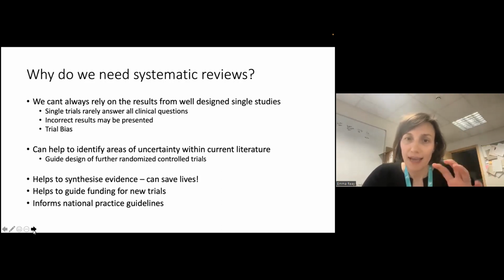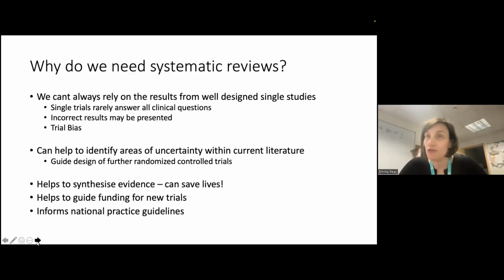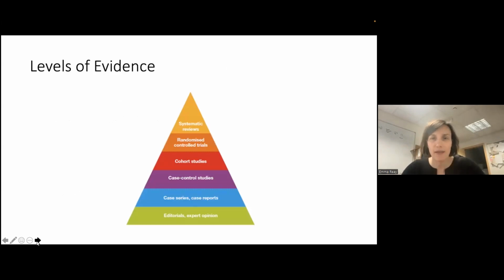Synthesizing the evidence can actually help save lives, and I'll show you an example of that later. It helps guide funding for new trials. So the NIHR, the National Institute for Health Research, will use the results from systematic reviews to help guide where it's going to put its funding, essentially. And it also informs national practice guidelines. So the NICE guidelines, for example, will take evidence from systematic reviews and put those into practice. So just a little bit about levels of evidence. We've talked about randomized controlled trials. And then above that are the systematic reviews and the meta-analyses. So it is the most rigorous form of evidence that we have in the medical literature.